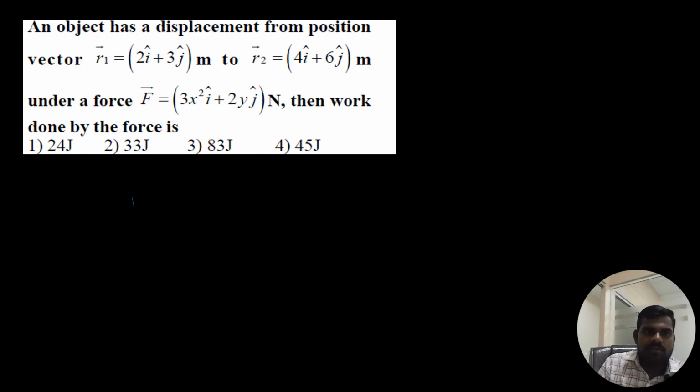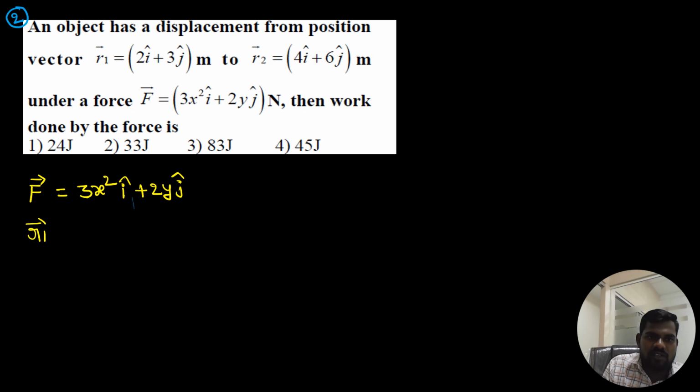See, an object has a displacement from position R1 to position R2 under a force F that is given. So we need to find out the work done in this case. So here, what is given? The force F vector is equal to, the same function is given, that's why 3x square i cap, this is the variable force, plus 2y into j cap. Next, the position vector R1 is given. R1 is equal to 2 into i cap plus 3 into j cap.